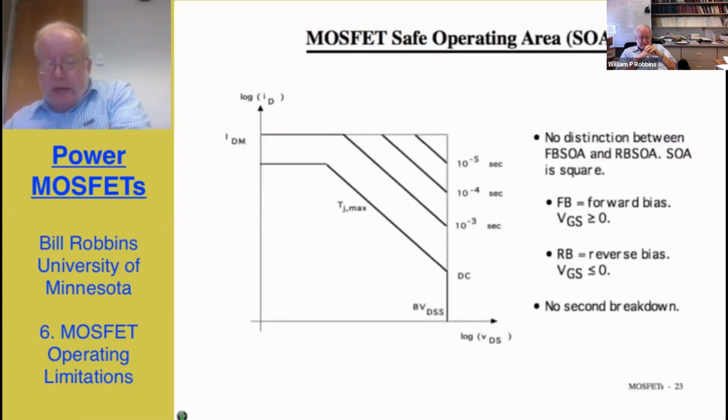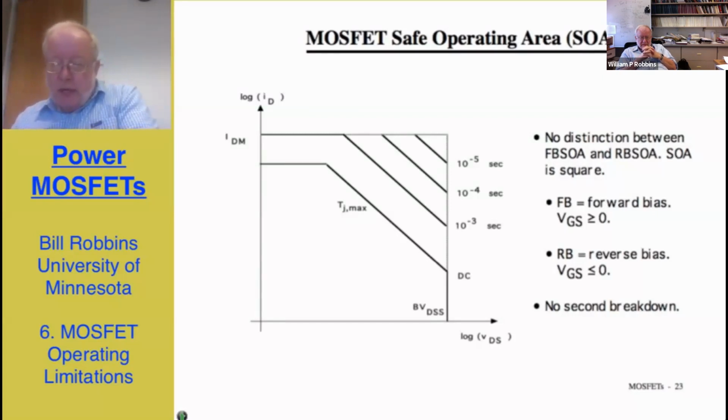The next slide here that I've just brought up is the MOSFET safe operating area. This is sort of a summary of some of these limitations that I've been talking about for the last couple of minutes. It's a plot of the drain current as a function of the drain to source voltage. The maximum drain current, I sub dm, is not a thermal limitation.